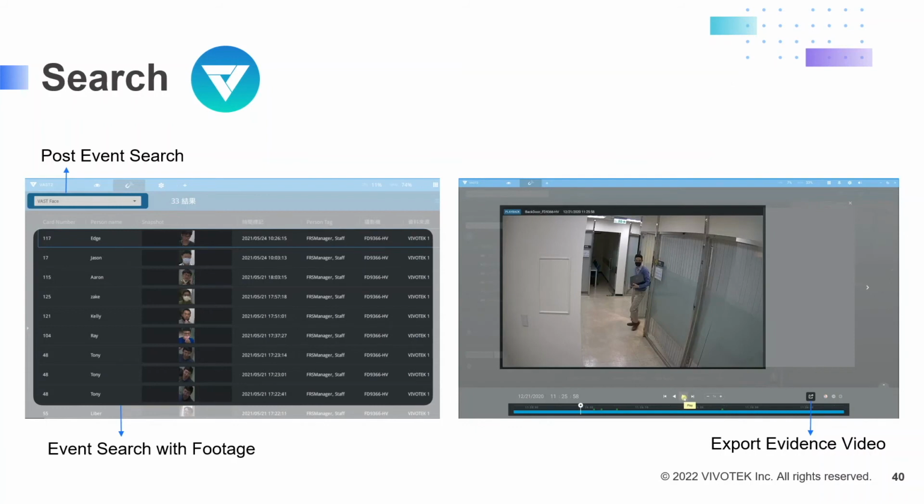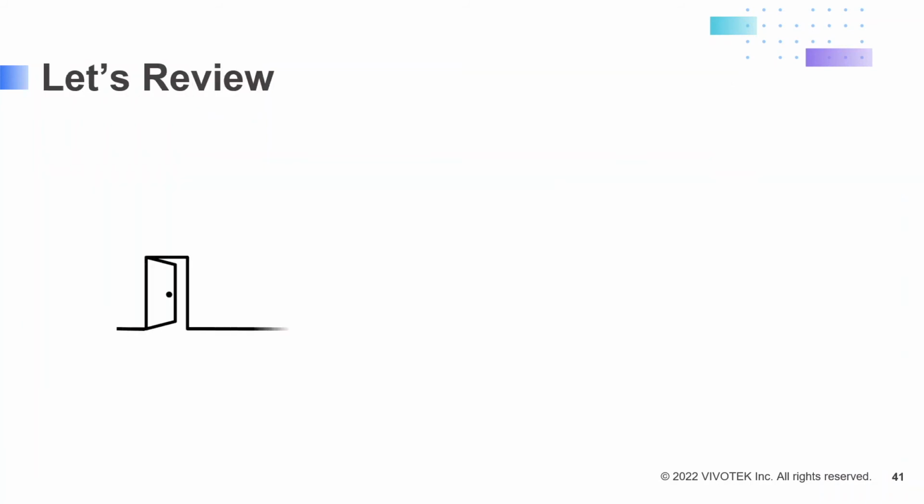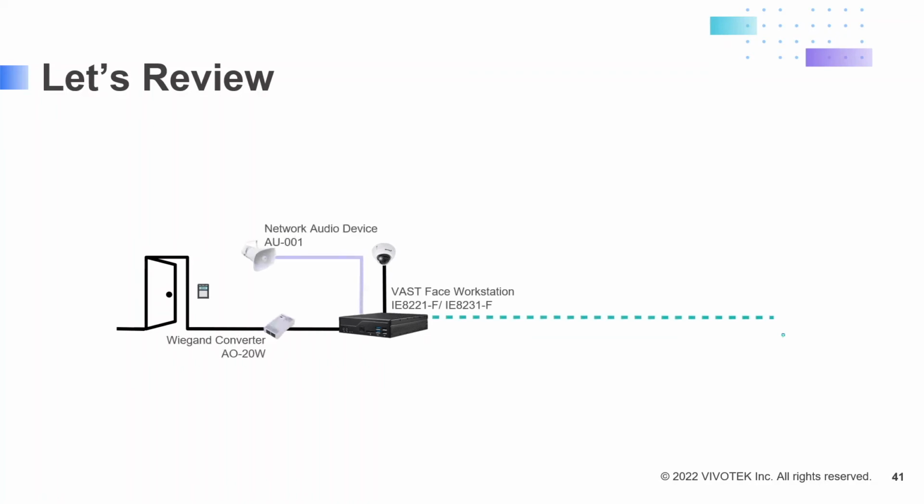So let's recap what we have talked about so far. The first approach is a server-based approach. The network camera will capture the image and FaceM will process the facial recognition. You can include a Wiegand converter to integrate that with the current access control reader, and FaceM can trigger a network audio device. The video can be recorded directly into the VAS2 video management system.